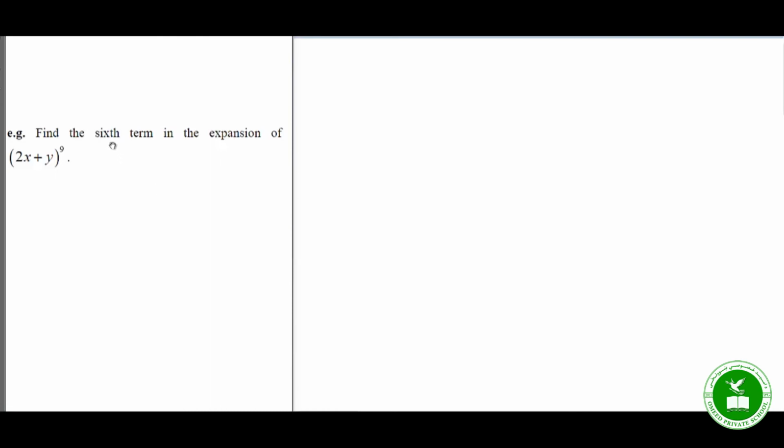The next example asks us to find the sixth term of 2x plus y completed to the power of 9, or the expansion of this one, it means. So in here, first of all, n is equal to 9. Let's write it. n is equal to 9. And r is equal to 6, because the question asks us the sixth term. And r minus 1 is equal to 6 minus 1, which is equal to 5. So let's use the previous formula.